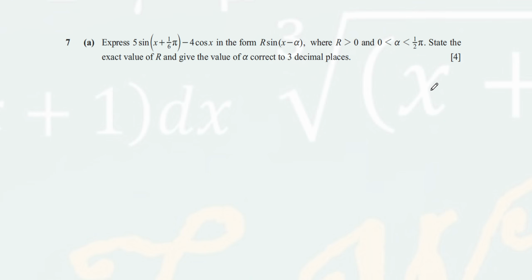Now, question number 7a. Express this in the form r sine x minus alpha, where r is positive and alpha is between 0 and half pi. State the exact value of r and give alpha correct to 3 decimal places.